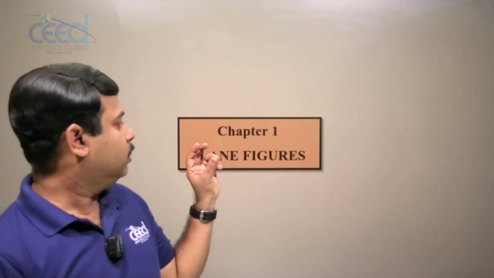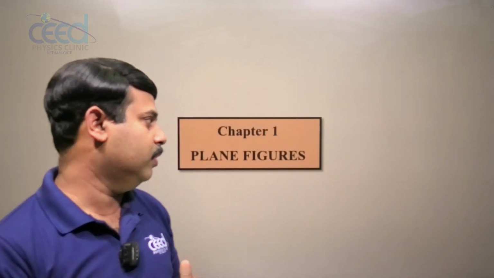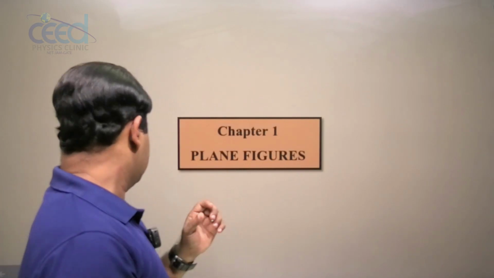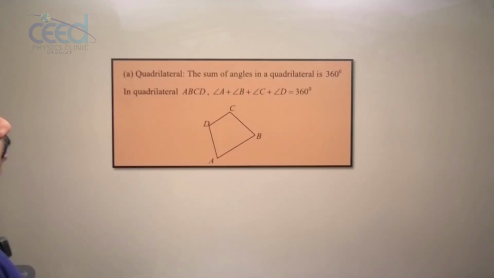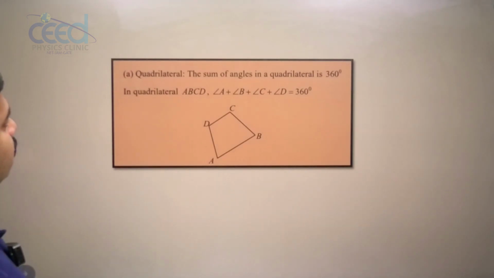So let us start with today's first chapter of basic mathematical science, that is plane figures. Plane figures, you know, quadrilaterals, triangles, circles, so different plane figures we have. So we are starting with the plane figures. Let us go to the first plane figure, that is the quadrilateral, right.